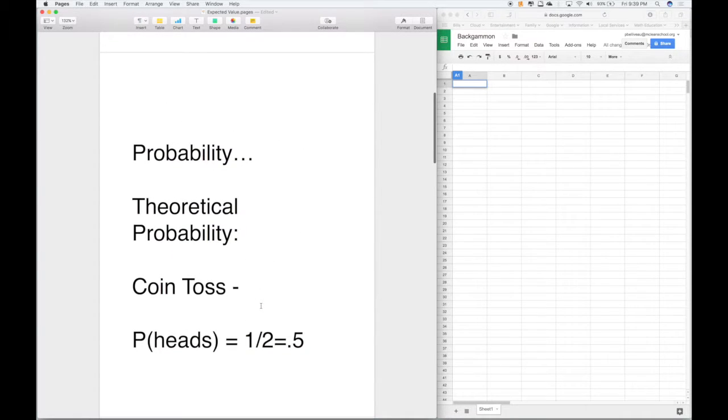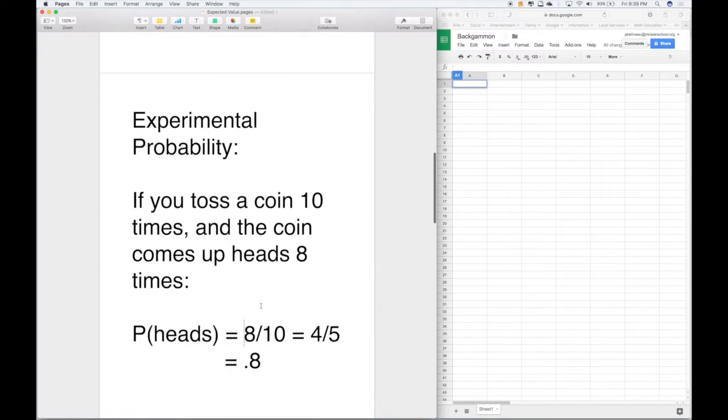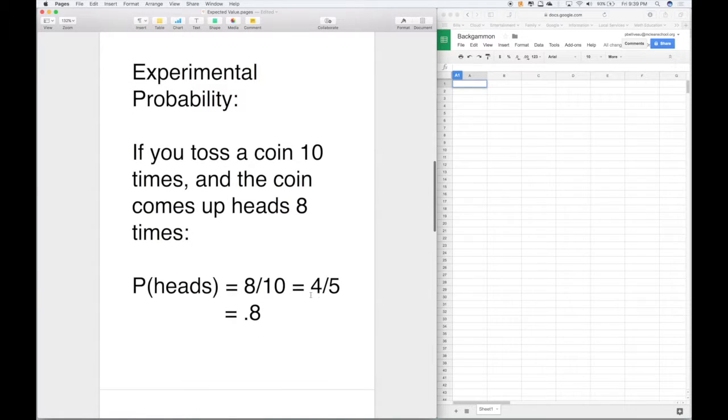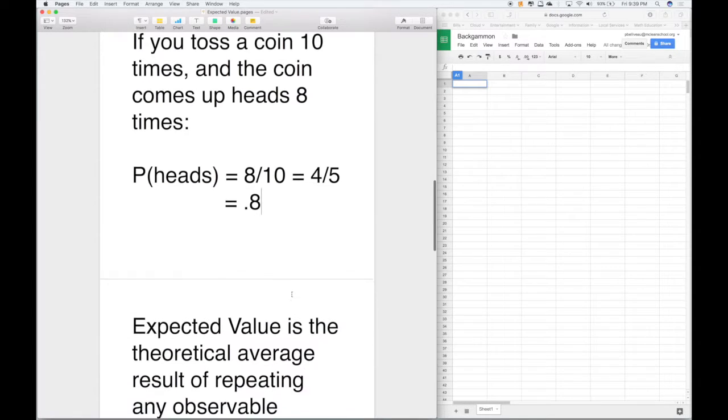Theoretically, I think I should have gotten heads half the time. For whatever reason, it didn't happen. But the experimental probability was 8 out of 10, or 4/5, or 0.8. If you're running an experiment, you have to go with the experimental probability. You can't write down the theoretical as a result.